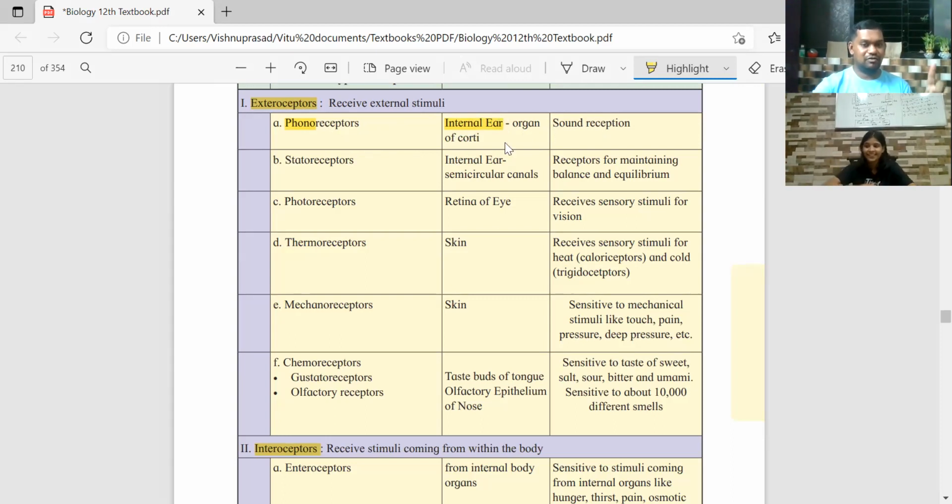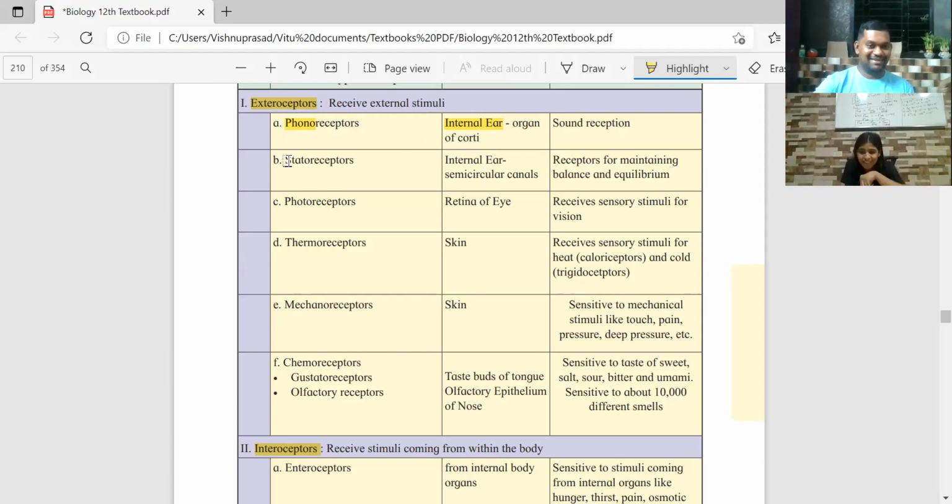So, the term organ of Corti, which is a part of the internal ear. So what is Corti? I'll come to that. अभी ईयर का स्ट्रक्चर आज नहीं कर रहे हैं ना. We'll come to that. पूरा डिटेल में देखेंगे. And the internal ear is the one where these phonoreceptors are located, and their function is sound reception. Hearing is because of the phonoreceptors in the organ of Corti in your internal ear.